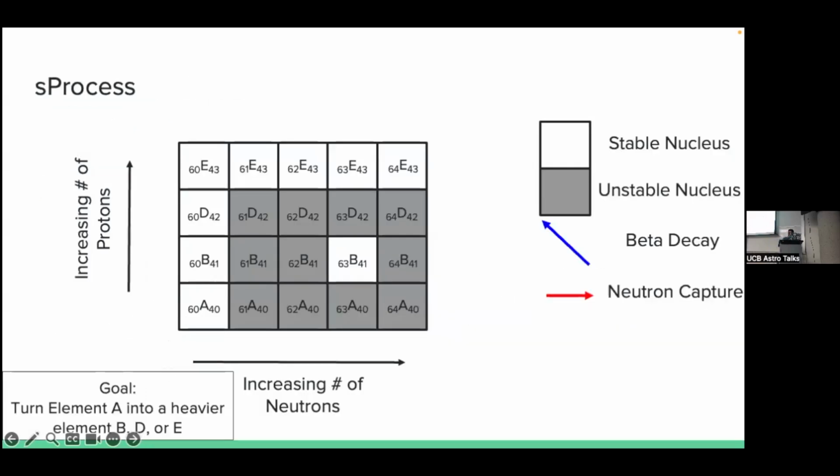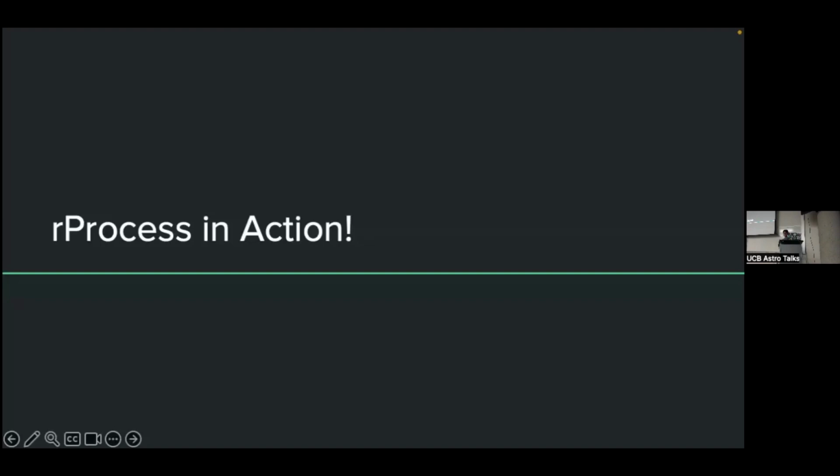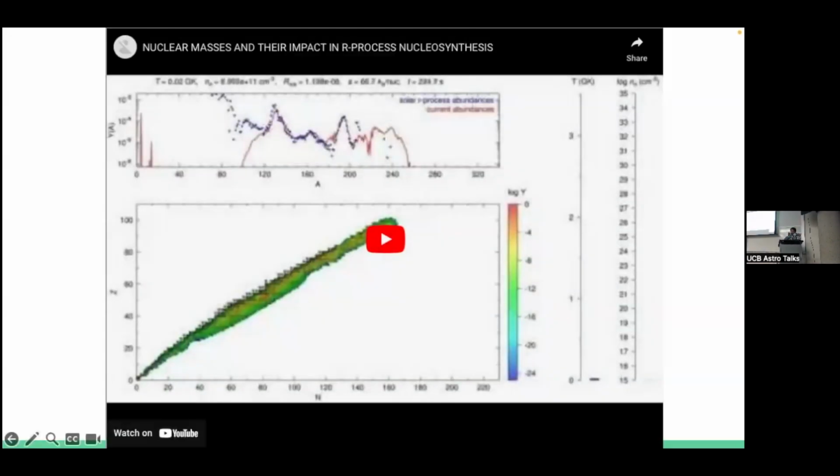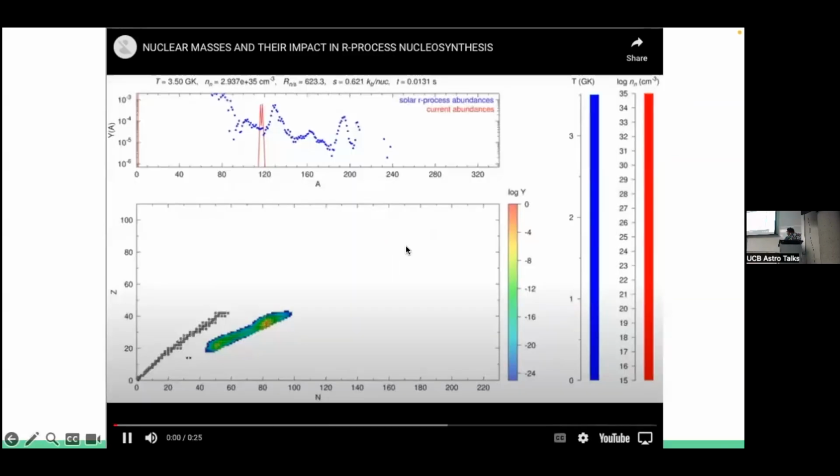All right, great question. Let's go forward a little bit, and I want to show a quick video of our process in action. Here we have a video, and there's a lot going on. This is the same graph that I was showing earlier. We have our number of neutrons along the x-axis, number of protons along the y-axis. The coloration shows how much of that particular material there is. Red is a whole lot, blue, not a whole lot.